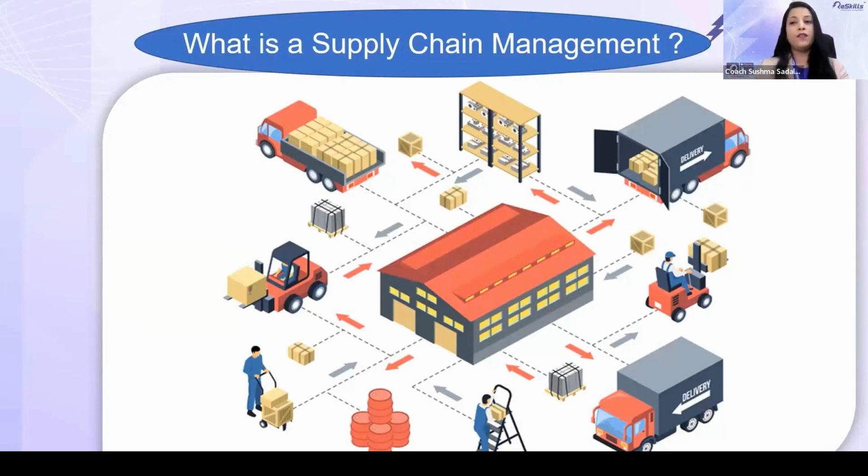The arena of competition is slowly moving from organization against organization to supply chain against supply chain. Whoever's product is going to reach the market on time and at the right time, those are the companies whose supply chain is prompt, and they are the ones who have the competitive advantage over others.